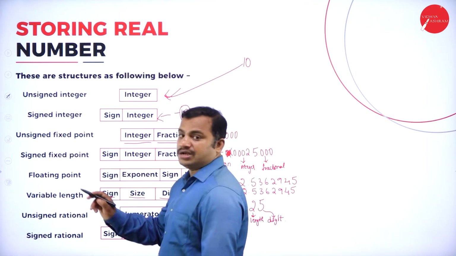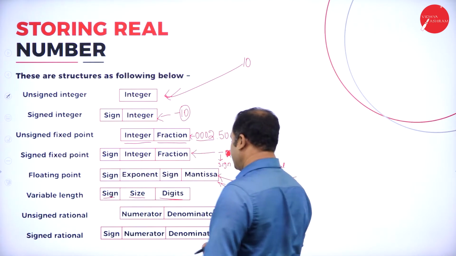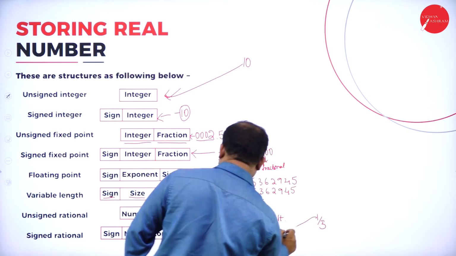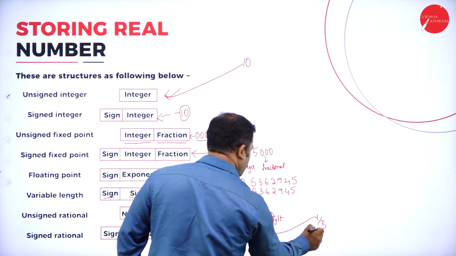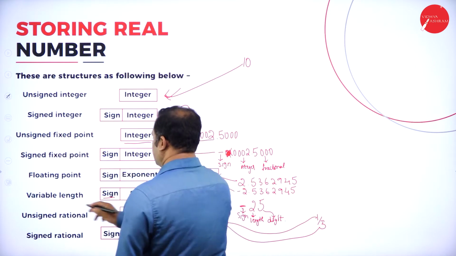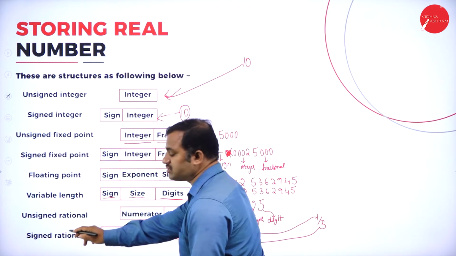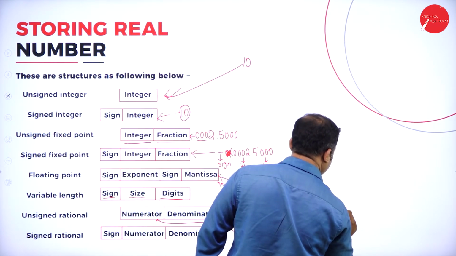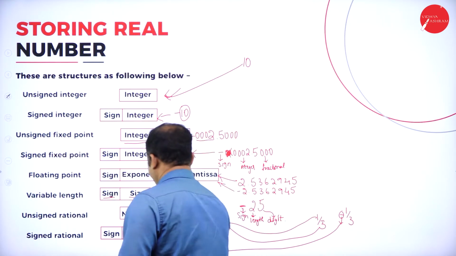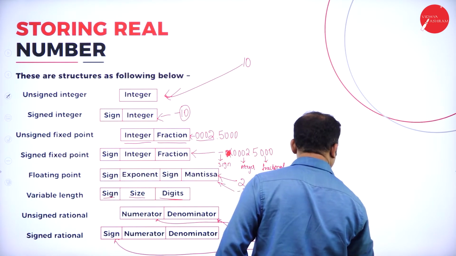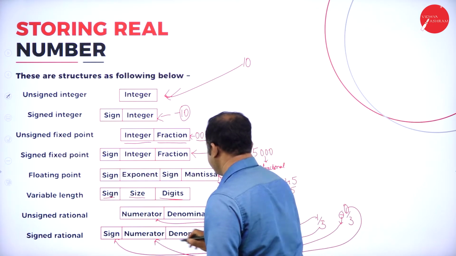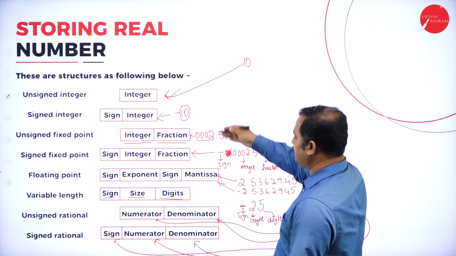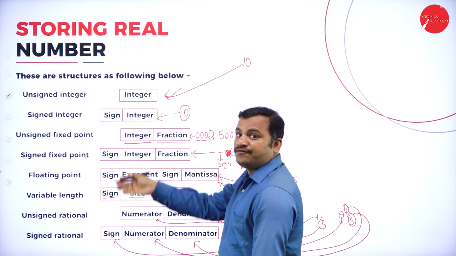Then unsigned rational, this is used to represent the numerator and denominator. If I have 1 by 3, this is called the numerator part, and this is called the denominator part. So I can use this unsigned rational. Similarly, in the signed rational format, I have to represent it in the form of minus 1 by 3, where this indicates the sign, this indicates the numerator part and this indicates the denominator part.